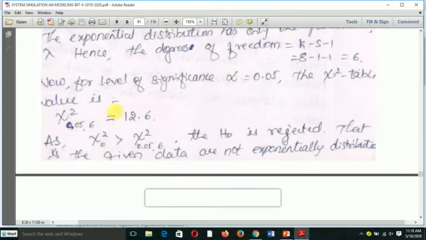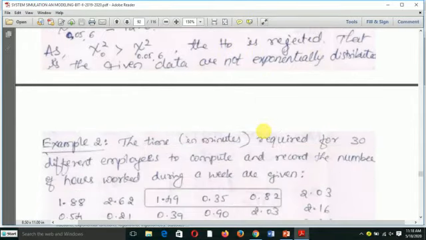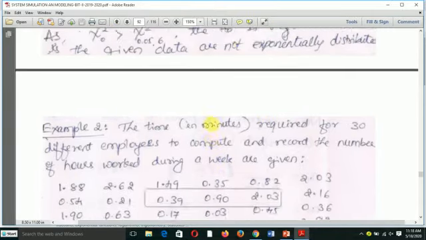So the value we find for the chi-square test after calculation and the value which is already there in the table: the value we got is greater than the one found in the table. As this one is greater, it means that H0 is rejected. It means that the given data are not exponentially distributed. So this is the conclusion.